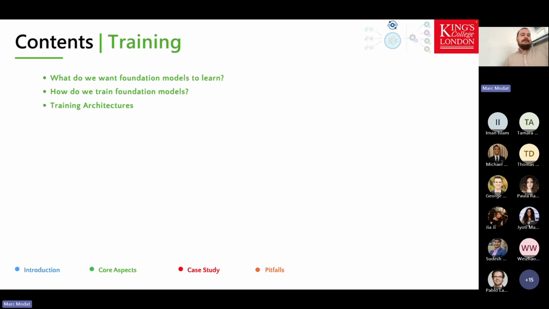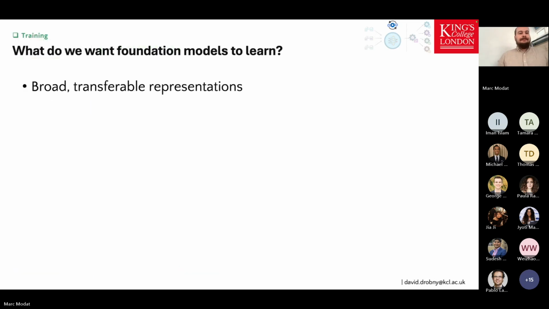An important question is, what do we want our foundation models to learn and how do we train them? So ideally, we want a model that is broad and transferable, so that in a simplified way, we can use any kind of input and we can solve any kind of task.